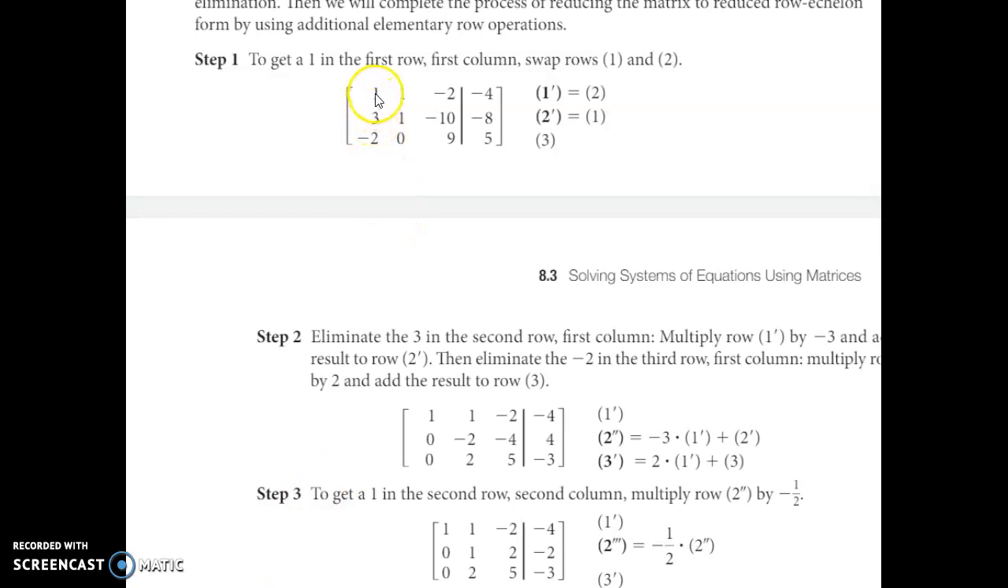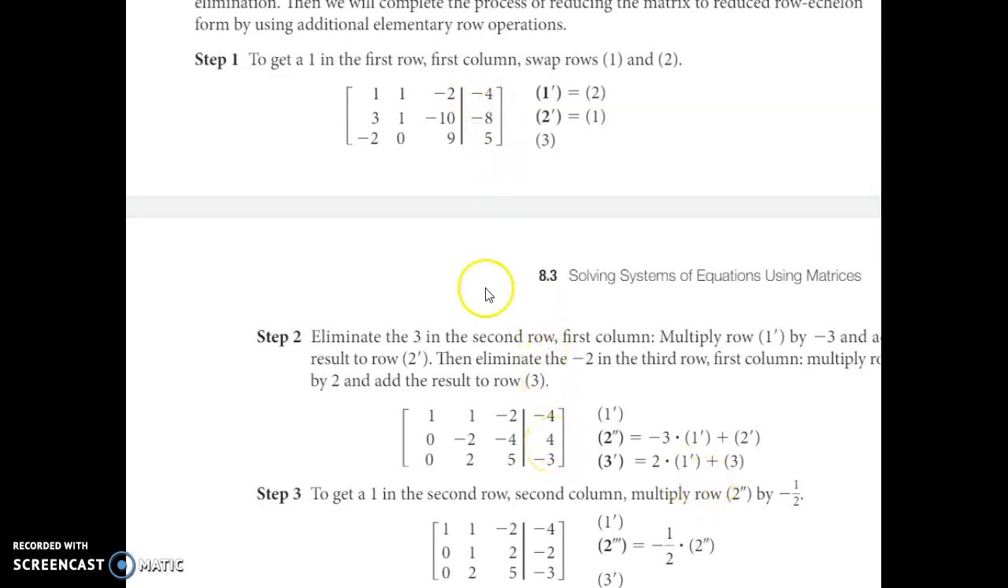first row with -3 and add it to the second row, and they get this. So see the -3 right here, multiplied by the first row, added to the second row. So -3 plus 3 is the 0 right there. -3 plus 1, -2. -3 times -2 is +6, minus 10. There is the -4. -3 times -4 is +12, minus 8 is +4.